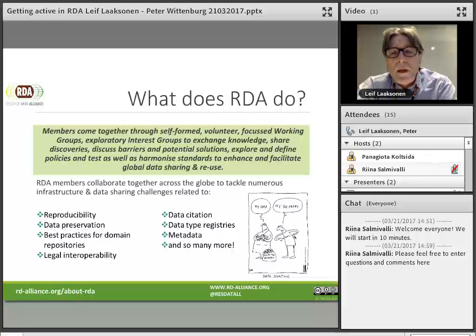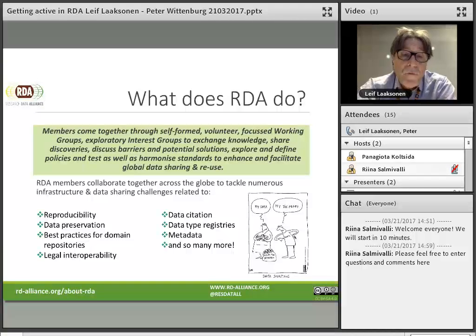The question is, what does RDA actually do? And I touched on it in the beginning already. RDA in itself is only what the scientists and the researchers do in the effort. The scientists and the researchers volunteer and come together and create groups to tackle challenges and to create the RDA outputs, which we value very much.